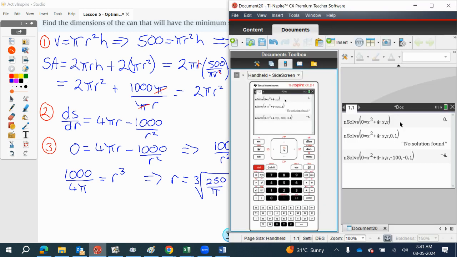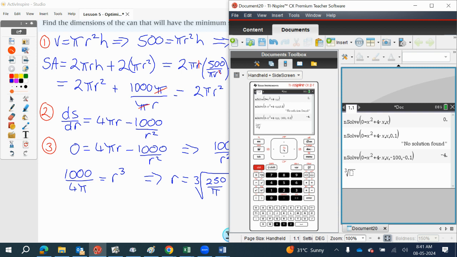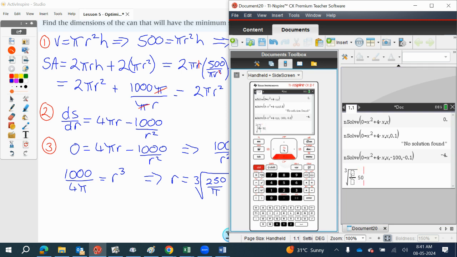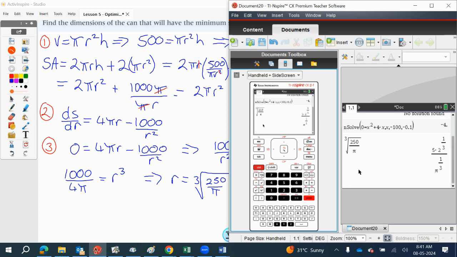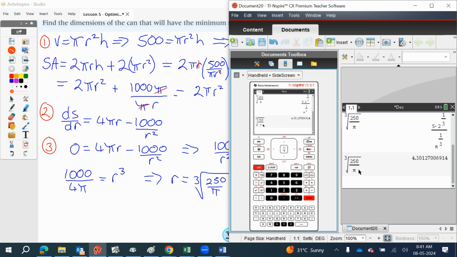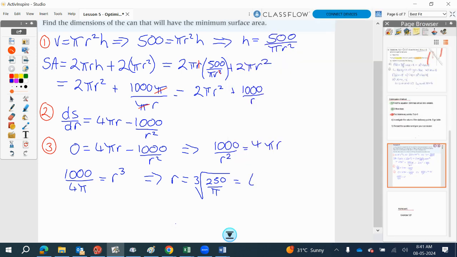Put that into my calculator. Let me just do it on the calculator so that people can see me doing it. So this is going to be 250 over pi. Enter. 4.30. This is 4.30.